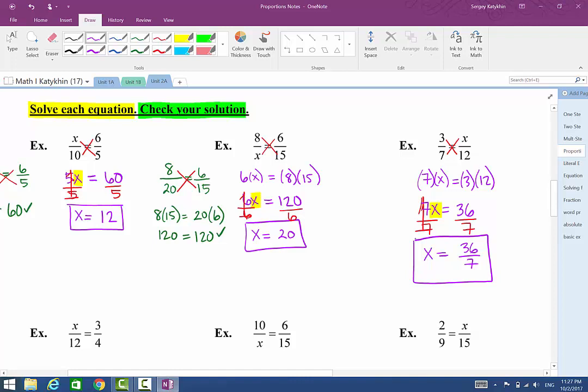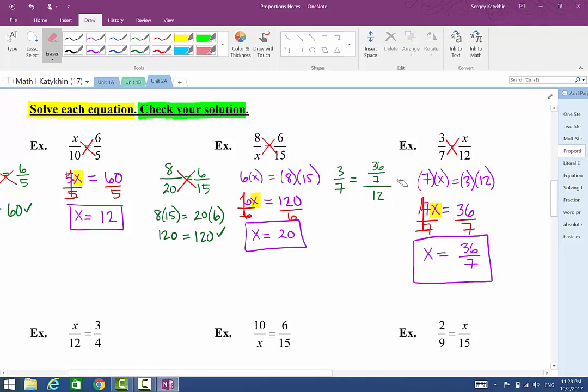So now we need to check our solution. Since it's a fraction, it's going to be a little bit more work, but we can do that no problem. Remember, x is 36/7, so we get 3 divided by 12. We want to make sure we take the time to make this complex fraction into just one fraction. So let's go ahead and do that.